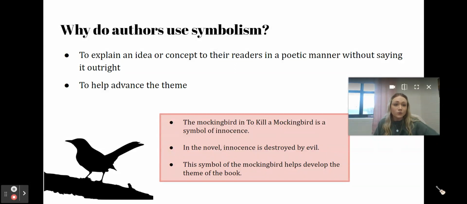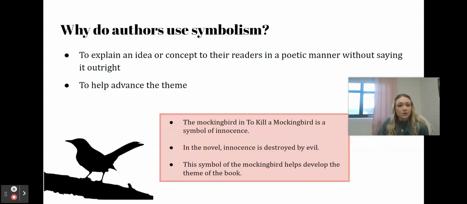So, why do authors use symbolism? They use it to help explain an idea or a concept to their readers in a poetic manner without saying it outright. This helps advance a theme. It helps them explain their point in a complex way without directly having to type out everything that they mean. It's a poetic device, a literary device. So it adds complexity. It just makes the text better.